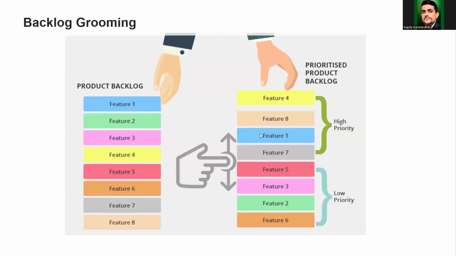So this is how it's happening. We will have multiple features, and we'll prioritize them based on our priority. We'll find out which features we will do first and which features we will do at the end. Those decisions will be taken at the grooming session. So this is graphically explained here.